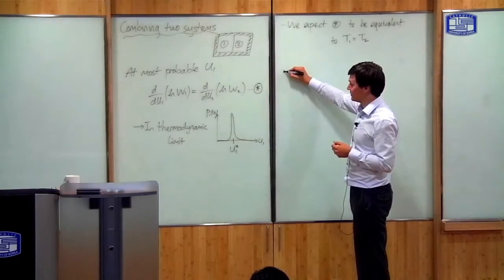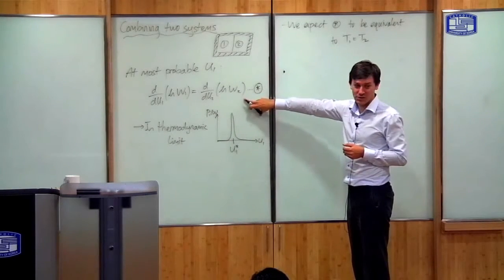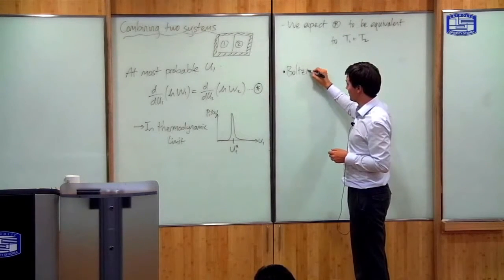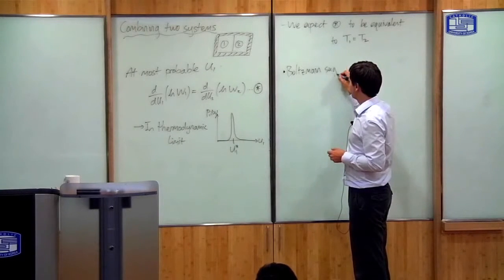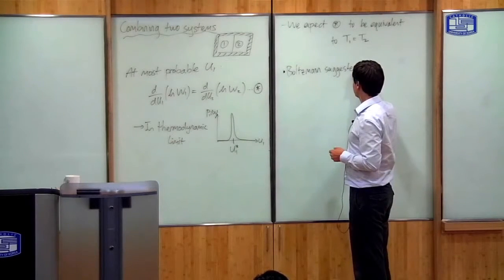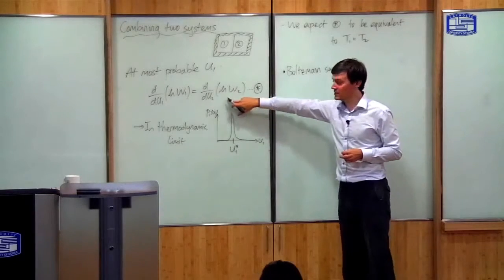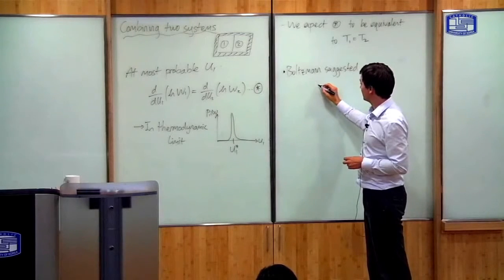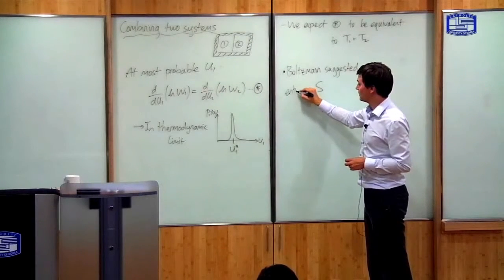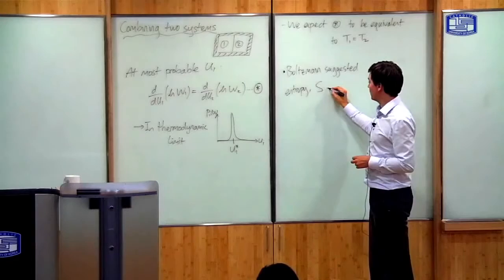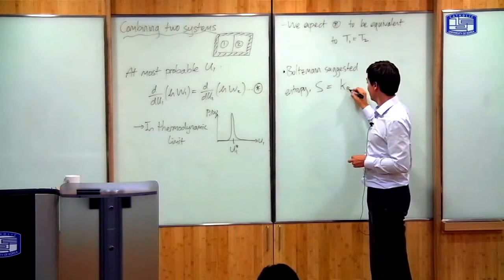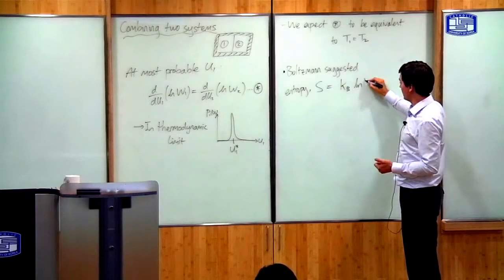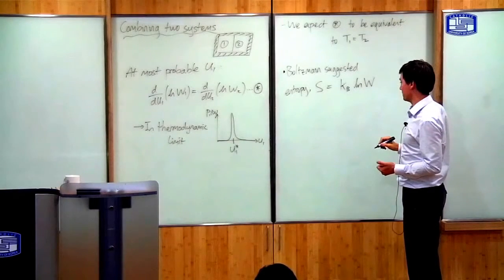Now, how can we get that result? How can we relate this equation to this equation? Well, Boltzmann made the important suggestion that we should associate this log of W with the entropy of the system. He suggested the entropy of a system was just equal to some constant, which later on became known as the Boltzmann constant, times the log of the number of ways of arranging that system.